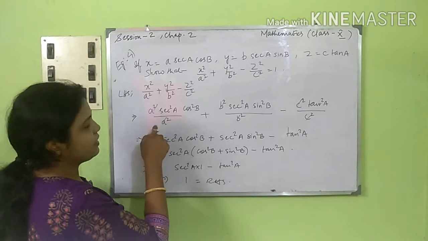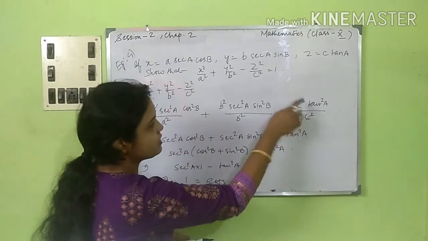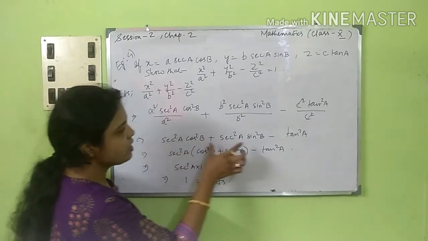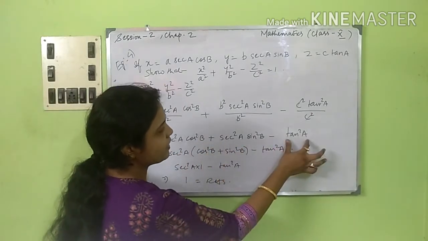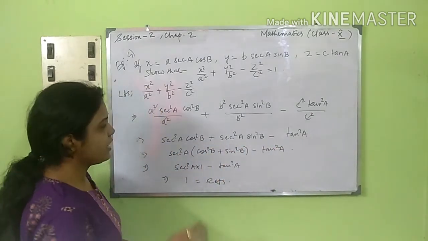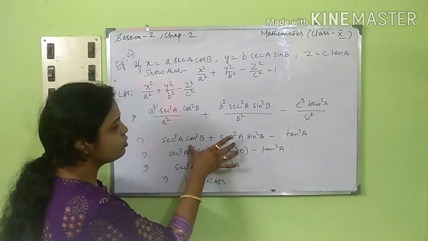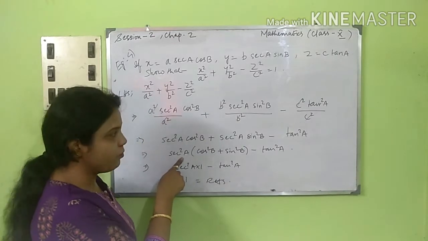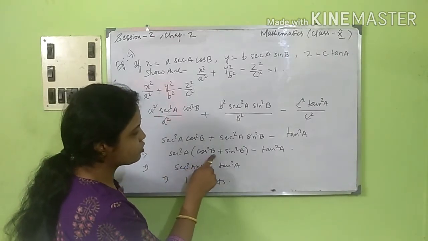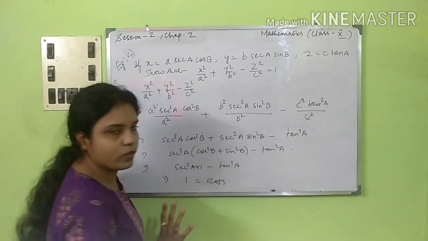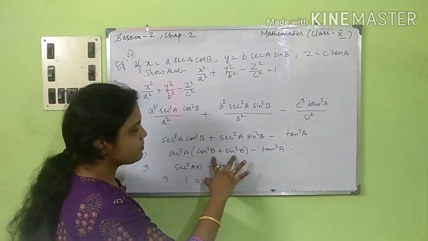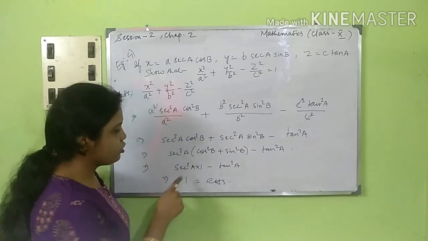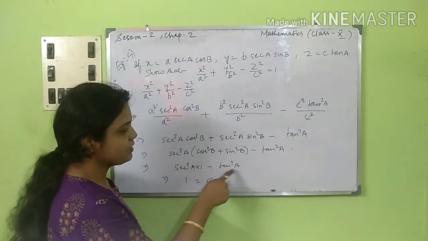Then we can cut it. See, a square, b square and c square, c square. Okay, after that we are left with sec square a cos square b plus sec square a sin square b minus tan square a. After that you can see from this, in the first two ratios we have sec square a common. So I have taken sec square a common. So in bracket we are left with cos square b plus sin square b, minus tan square a. Okay, so cos square b plus sin square b, the angles are same, that means that is equal to 1. So we have sec square a into 1 minus tan square a.